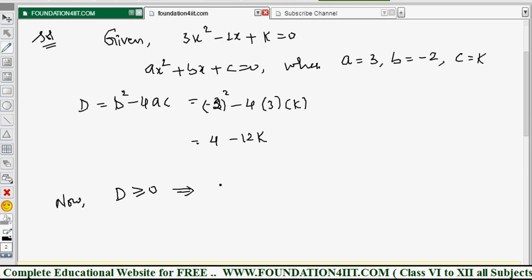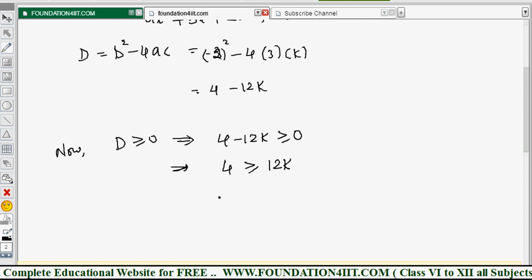So from this, 4 minus 12k is greater than or equal to 0. Now this is an equation we can solve simply. Then 4 is greater than or equal to 12k. So minus 12k, take right side, plus 12k. If 4 is greater than or equal to 12k, then 12k is less than or equal to 4, right? Then k is less than or equal to 4 by 12.